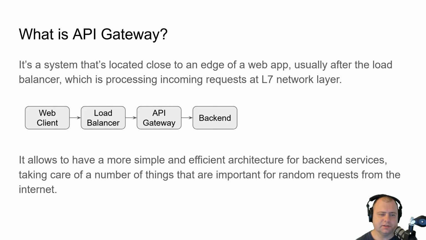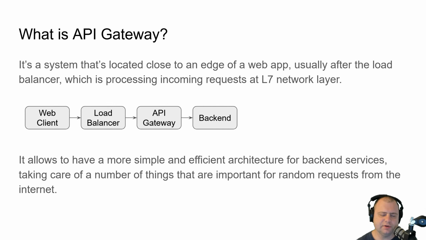What it is: a system located close to the edge of a web application, usually after the load balancer. It processes incoming requests at the L7 network layer. The architecture in a simplified form would have some form of web client, like a browser or a mobile app. It resolves the DNS of your service or application, then goes to the load balancer, and then the load balancer forwards it to API gateways.